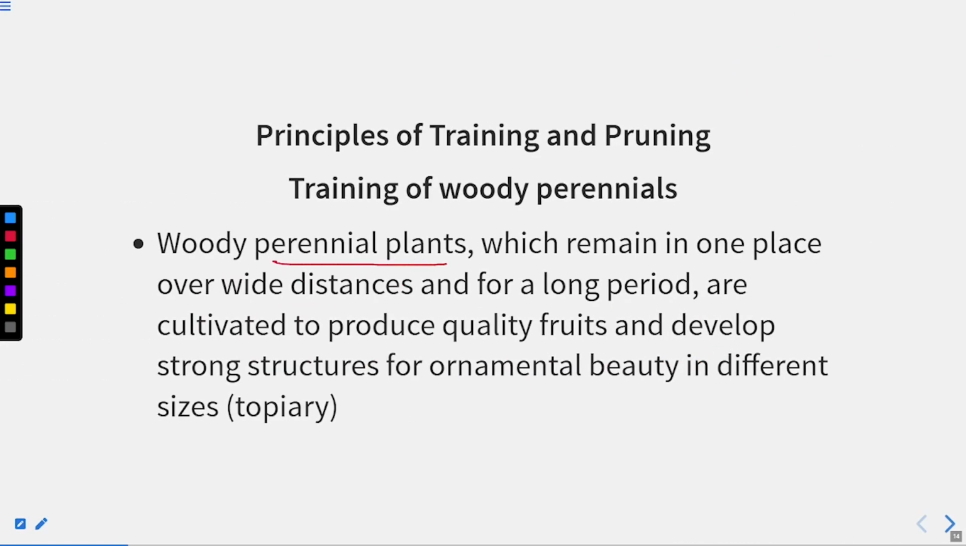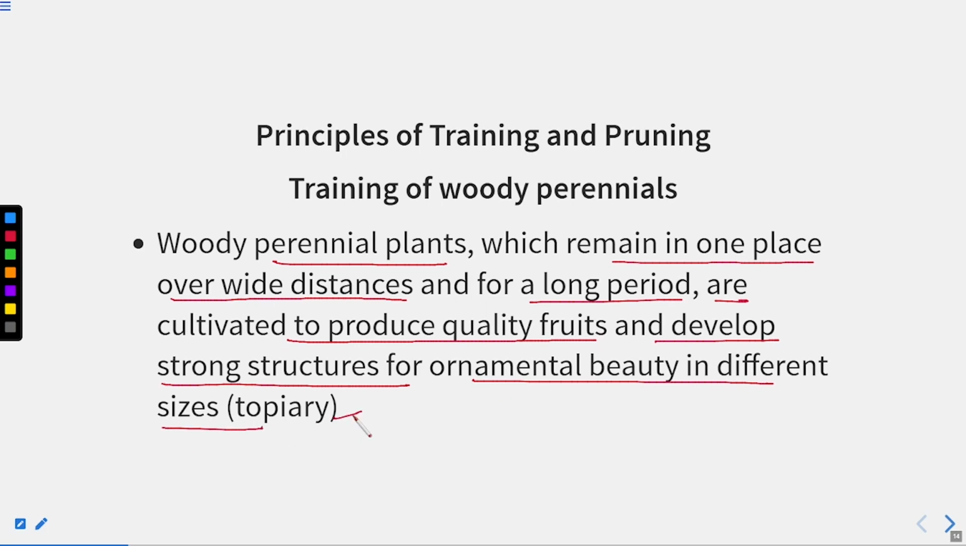Woody perennial plants, which remain in one place over a wide distance and for a long period, are cultivated to produce quality fruits and develop strong structures for ornamental beauty in different sizes, that is topiary. So we can give different shapes. These are done with the help of perennial plants, right? They are present over long distances and for a longer time also, right? So we can develop strong structures for the ornamental beauty in the garden.